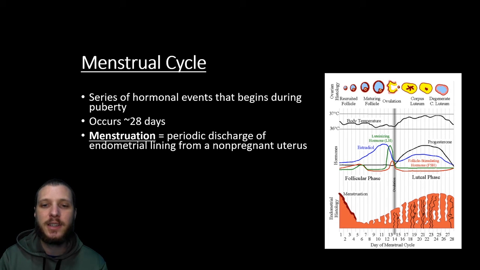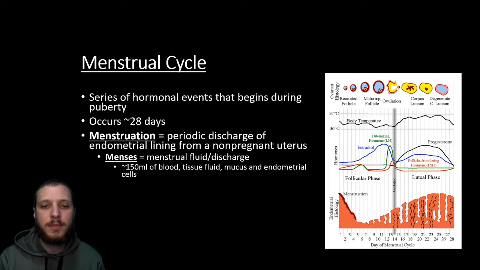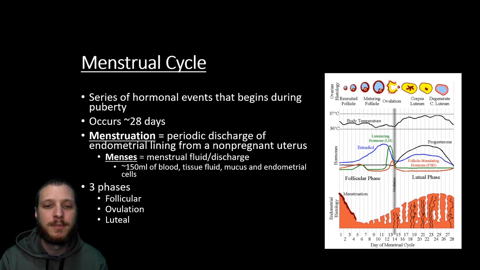So when we say menstruation, this is going to be the periodic discharge of that endometrial lining from a non-pregnant uterus. So when that egg doesn't implant itself, all the lining that we build up to kind of nourish it is no longer needed, so the body's going to get rid of it. And that process, or that fluid that's being released, is called a menses, which is about 150 milliliters of blood, tissue, fluid, mucus, and endometrial cells. Again, that 150 is average. Some people have heavy or lighter flows.